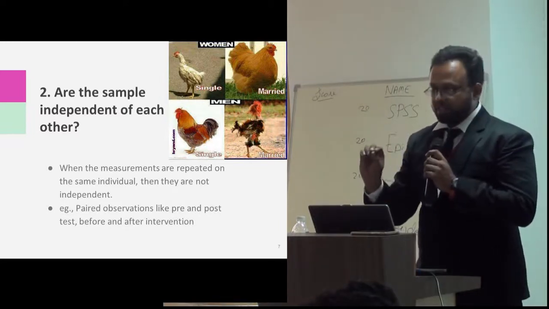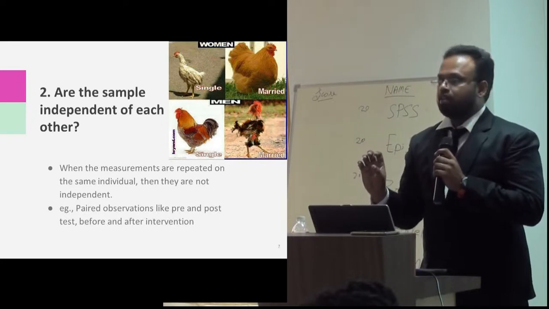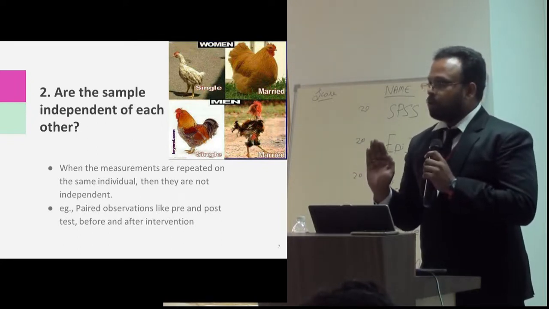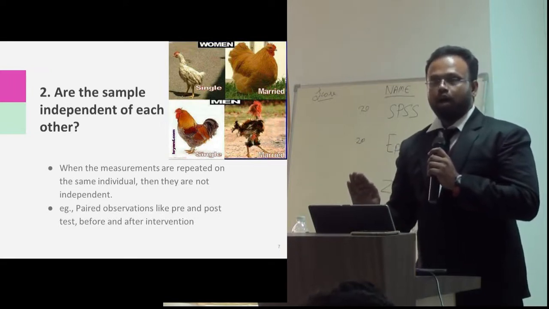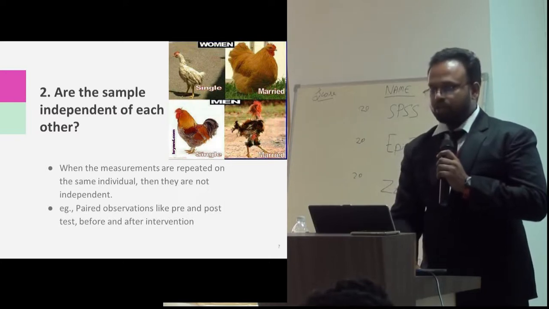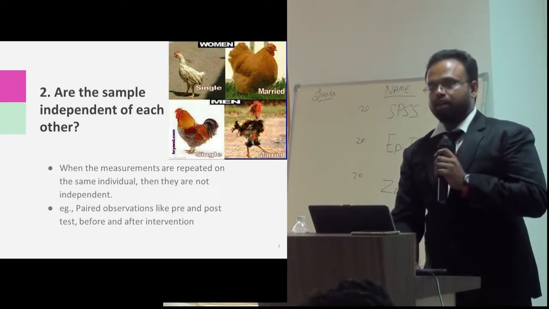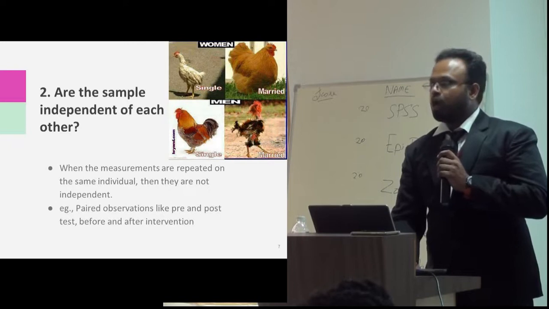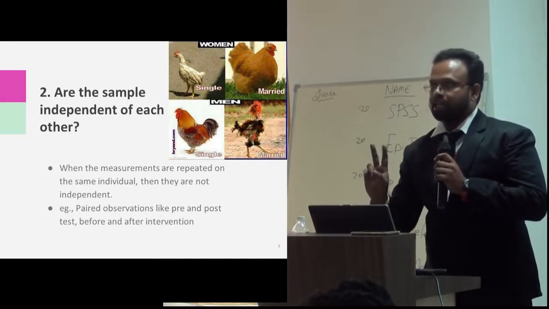You are going to decide whether the samples are independent of each other. So you are going to compare between men and women, or you can see the image here, men and women, or women and men before marriage and after marriage. So you have to decide what you are going to do. That is the second step.